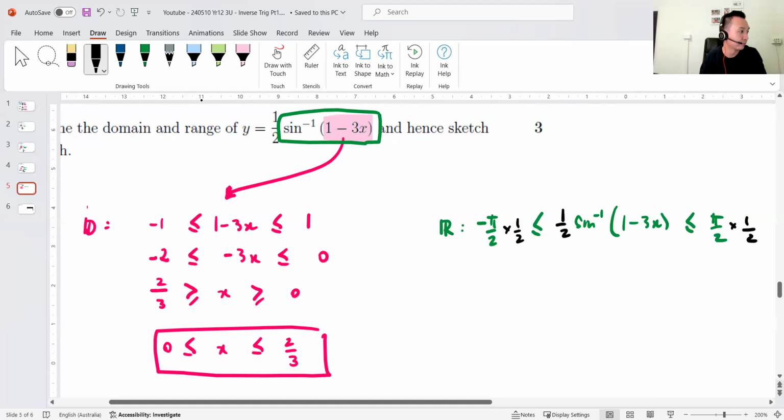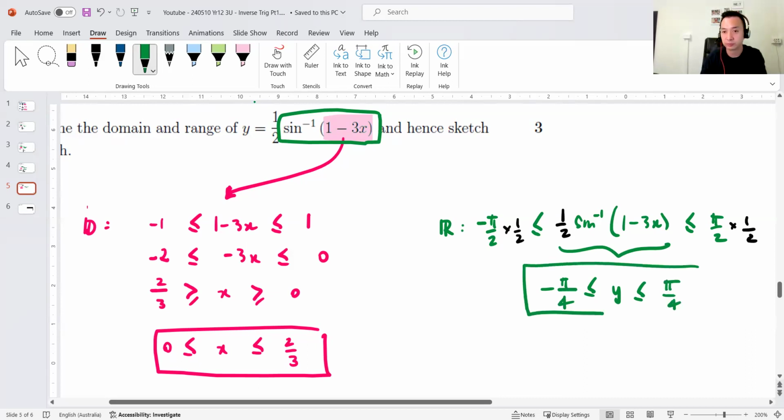Quick check. Perfect. So once I do that, I know that this guy here is y, and then negative pi on 2. Oh, sorry, pi on 4 now, right? Because I'm divided by 2. Yeah, pi on 4 and pi on 4. Easy, you know, easy. Once you pop that in, easy, easy, easy.